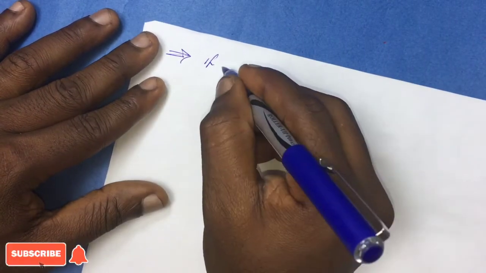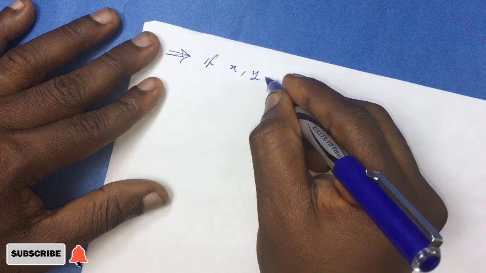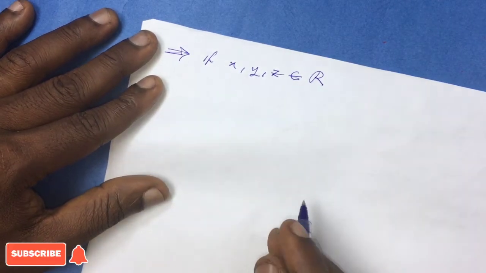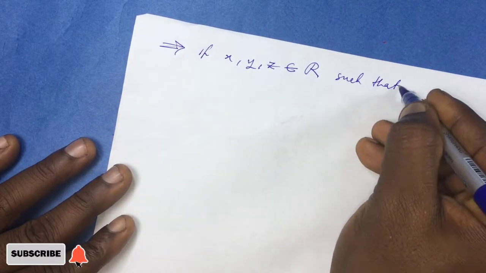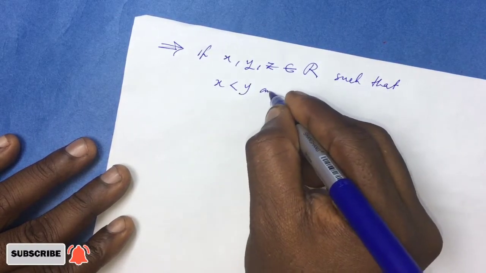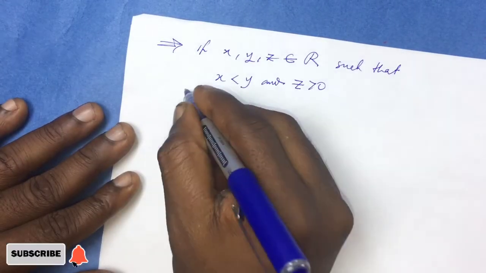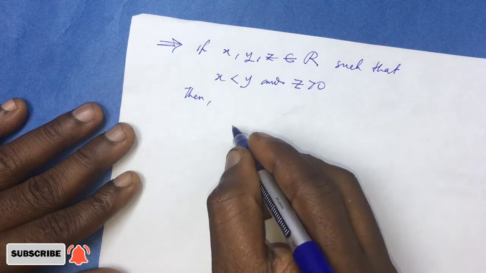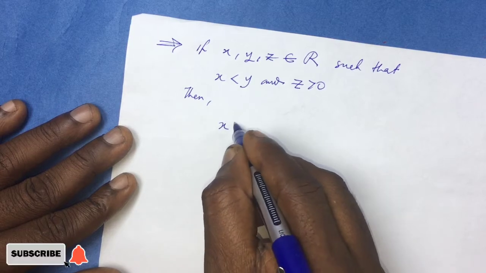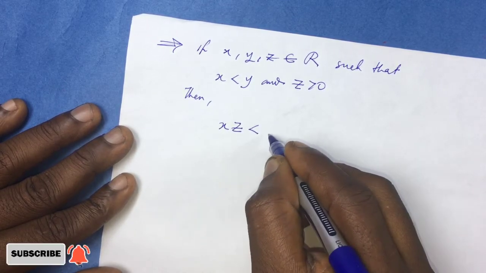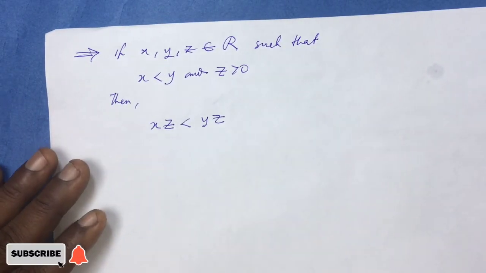According to this property, if you have x, y, and z being members of R, the real number system, such that x is less than y and z is positive, then it follows that multiplying x by z will remain less than multiplying y by z. So that is what this property is saying.